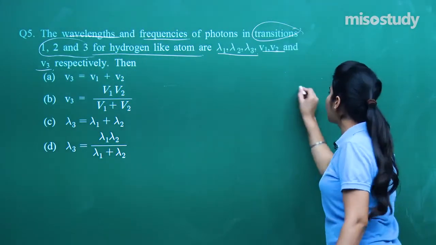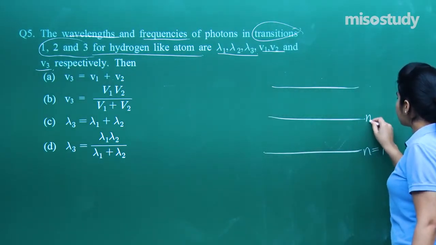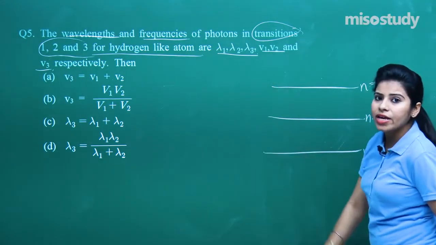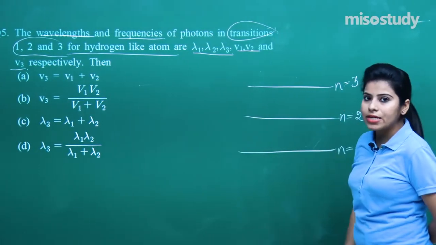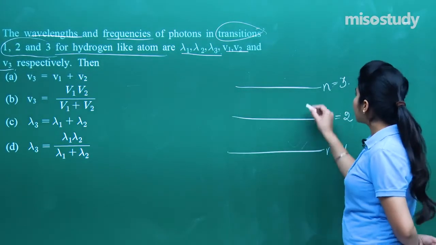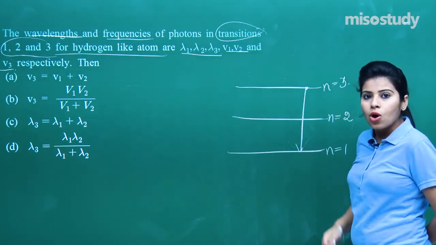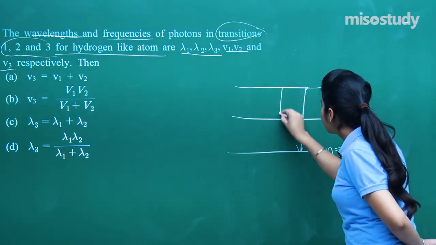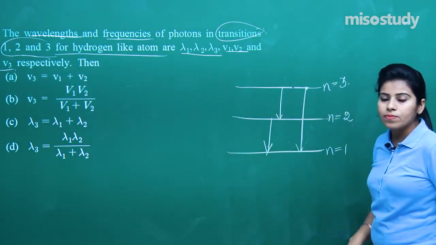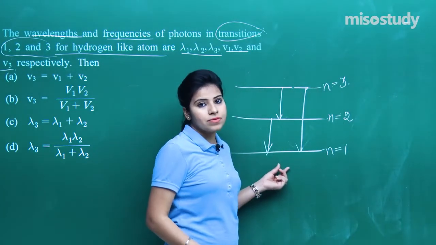Now I will draw one thing before you. Say this is your n equals 1, this is n equals 2 and this is n equals 3, because the transition is taking place among 1, 2 and 3. In that case there are two kinds of transition. Either the electron comes directly from n equals 3 to n equals 1, or the transition can be from 3 to 2 and then from 2 to 1. So we have two kinds of transition before us.